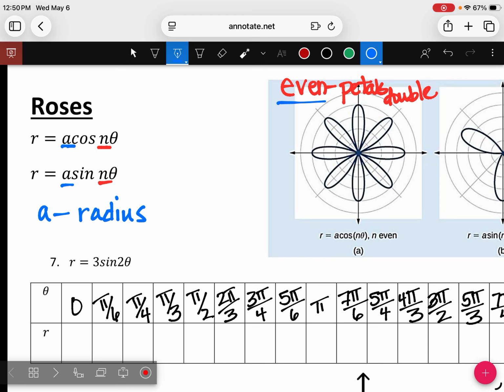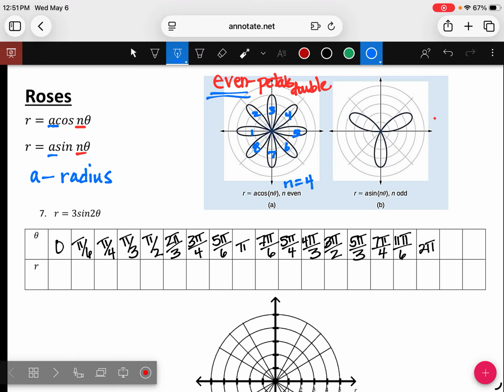If you pick an even number, then the number of petals double. So for example, let's see how many petals we have. 1, 2, 3, 4, 5, 6, 7, 8. So that meant that this equation, N equaled 4. That's how they were able to get 8 petals. So if you pick an even number to go in front of theta, it's going to double the amount of petals. But if it's an odd number, it just stays the same.